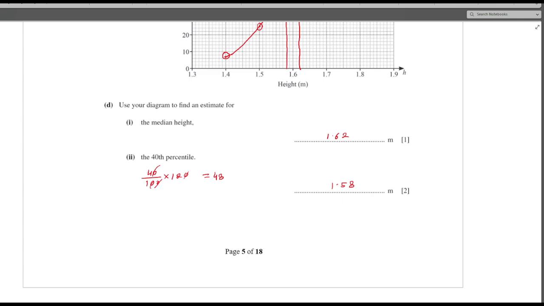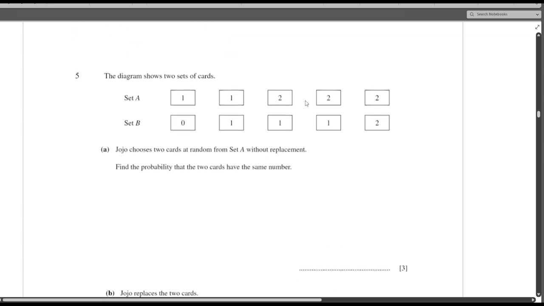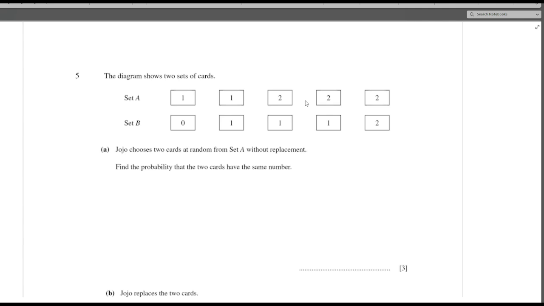Okay, now let us move to question number 5. Here your question number 5 is, the diagram shows 2 sets of cards. Set A has cards 1, 1, 2, 2, 2, and set B has cards 0, 1, 1, 1, 2. Now the question is, Jojo chooses 2 cards at random from set A without replacement. Find the probability that the 2 cards have the same number.